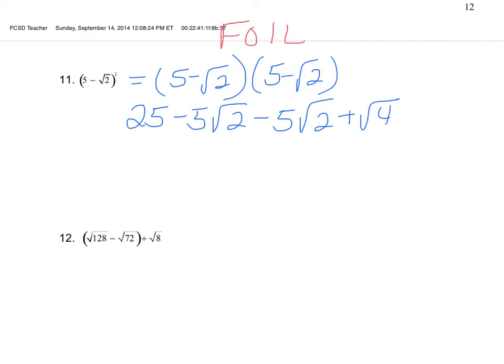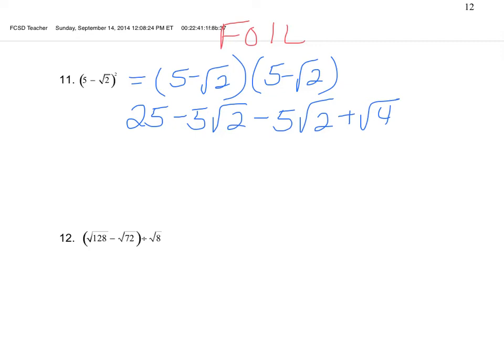So if you take a look at the outer, 5 times a negative radical 2, it's 5 times a negative 1 is a negative 5, and then you bring over the radical 2. And when you take a look at last, a negative times a negative is a positive. 1 times 1 is 1, which you don't need. And the inside's 2 times 2 is 4.